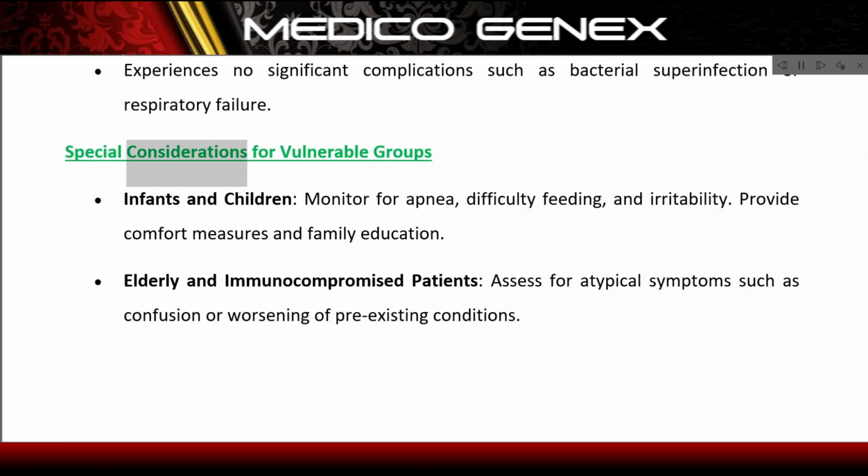Special considerations for vulnerable groups. Infants and children: monitor for apnea, difficulty feeding, and irritability. Provide comfort measures and family education. Elderly and immunocompromised patients: assess for atypical symptoms such as confusion or worsening of pre-existing conditions.